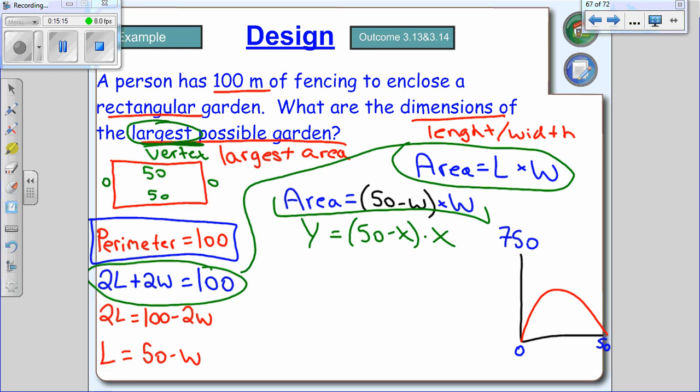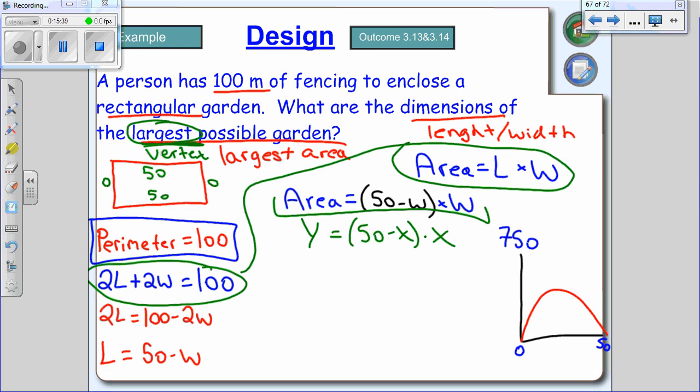Okay, so your window setting. You're shooting for an X minimum of 0, X maximum of 50. Your area setting, Y minimum 0, Y maximum 750. If you don't remember how to find your window setting, it's the little skinny buttons across the top. One of them should say window. That's where you get to set those things up.